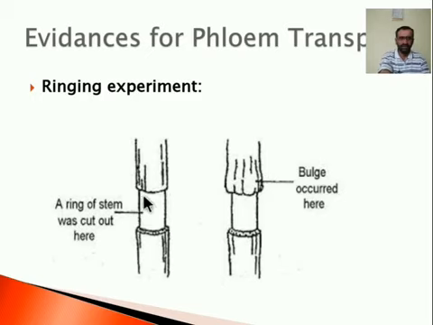This is the earlier structure when bark and phloem are removed, and after some time a bulge occurs here. This bulge is nothing but the food material which is stored at the uppermost part of the plant. In this way it is proved that the food material does not pass when the phloem is removed, because here no phloem tissue is there, so food material only comes toward this point and cannot go in the downward direction. In this way this experiment proves that the phloem is responsible for the translocation of food material.